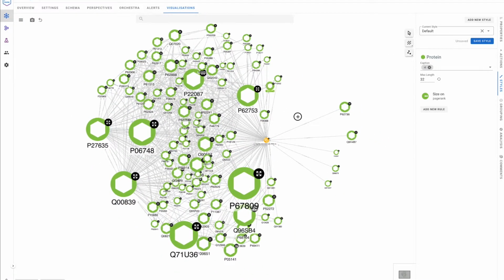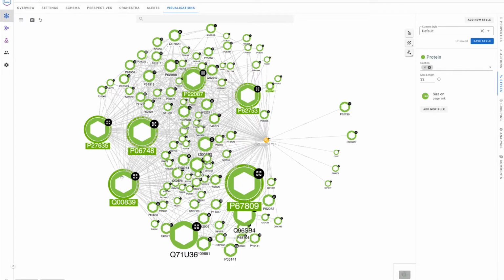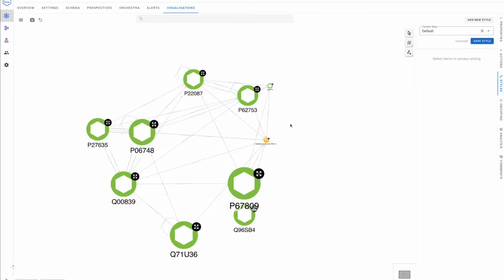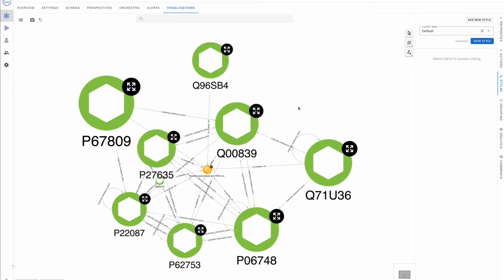Our most influential proteins stand out like a sore thumb, which is incredibly useful when we have a large chaotic visualization and we're trying to understand what we need to keep our focus on. Let's select those proteins and take a look at what processes they might be impacting. I'll clear out the rest of my visualization. And now we have a much simpler picture of our most influential proteins.